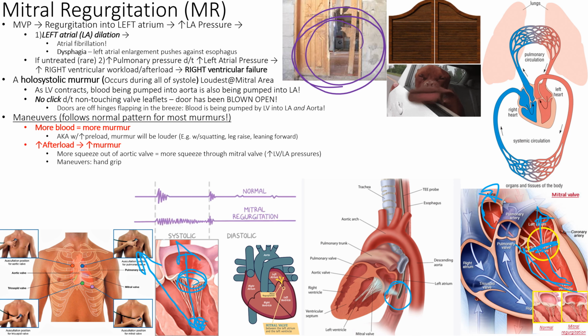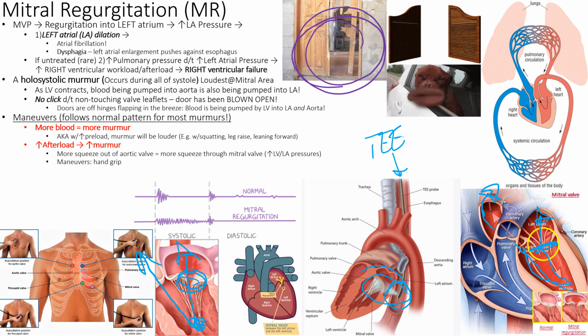So here's what kind of test is this? A TTE or a TEE? This little scope right here, we're going behind and we're looking at that valve really closely in 8K resolution. That's a TEE, right? So TEE is the best way to look at valves, and it's right there in the esophagus. You can see how close the left atrium is right up against the esophagus, right?